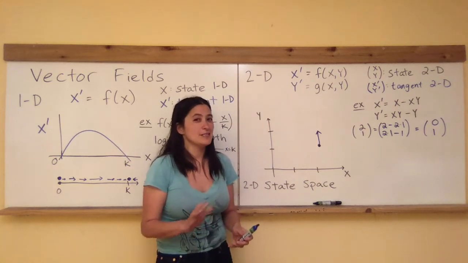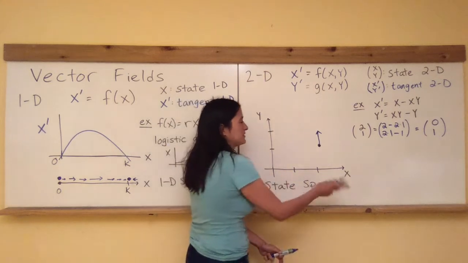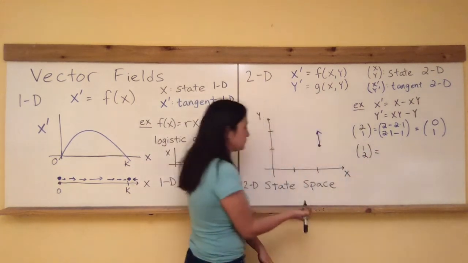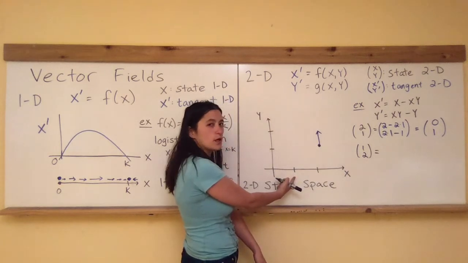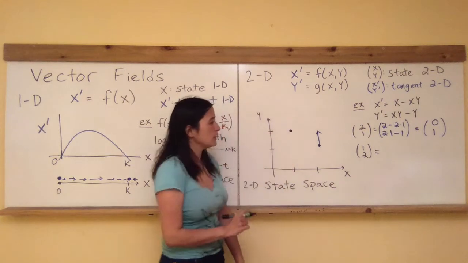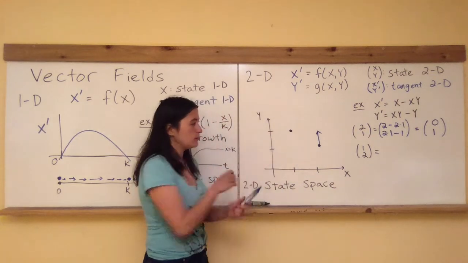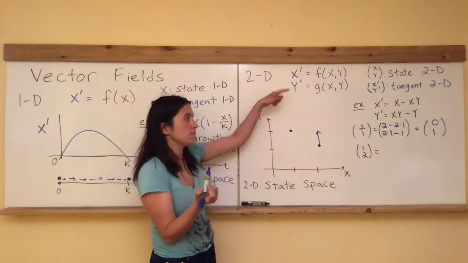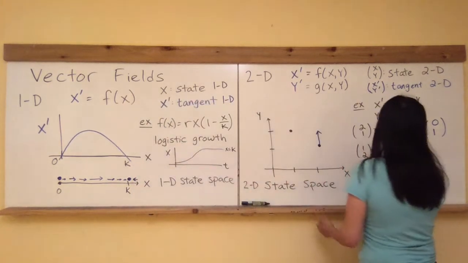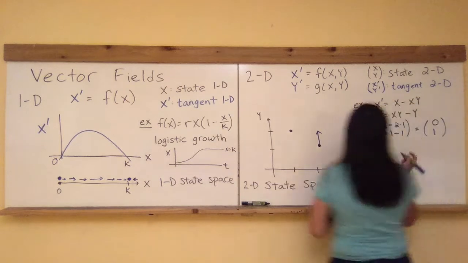Let's try that again to make sure we've got this down. Instead of 2, 1, let me try the point 1, 2. So here I've got x equal to 1 and y equal to 2, and the point 1, 2 lies right there. Then I'm going to get out my blue pen because I'm now going to use f and g to compute the vector there. So the rate of change, let's see if I can follow this along.